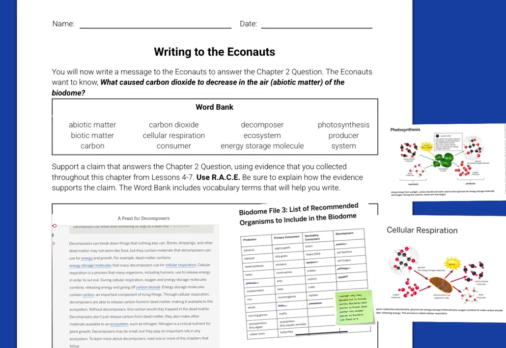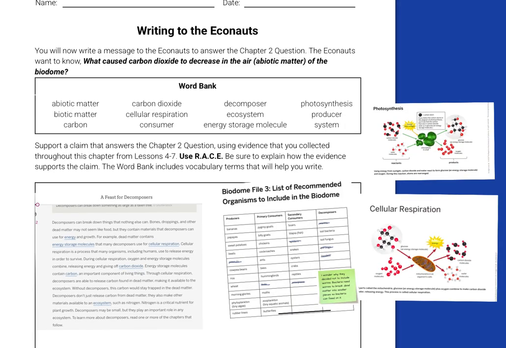And now we're going to write to the econauts. So here we're going to answer this question: what caused carbon dioxide to decrease in the air, which is abiotic matter, of the biodome? You're going to use the RACE words, okay? You can use everything you've collected from lessons 4 through 7. So I have a few things for you from lessons 4 through 7.